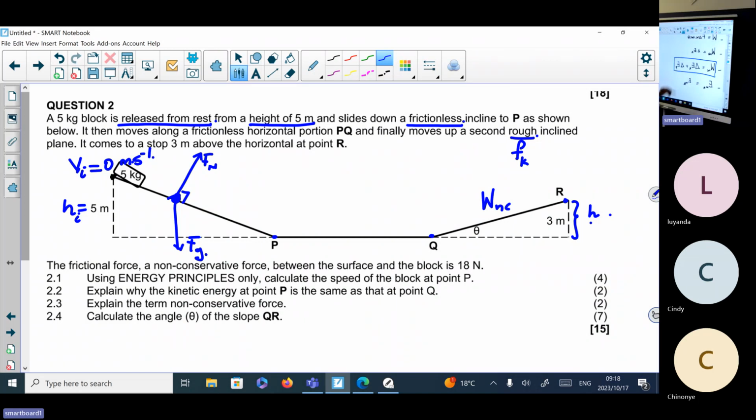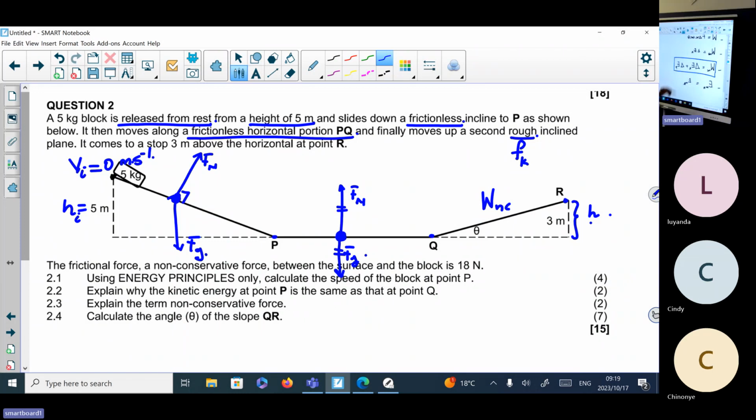But when the object reaches the portion PQ, they've said it's frictionless, horizontal. PQ is frictionless. Once again, there is no applied force, there is no frictional force. We only have these two forces, the normal force and the gravitational force, both of which balance each other out. The net force from P to Q is 0. Net force from P to Q is 0. I hope you guys are noticing that. Any questions so far before we start?